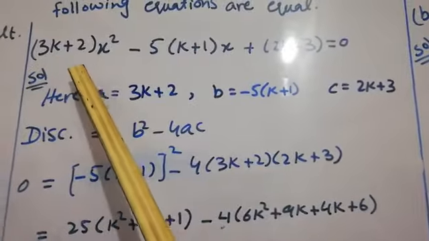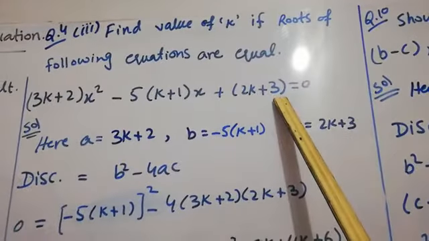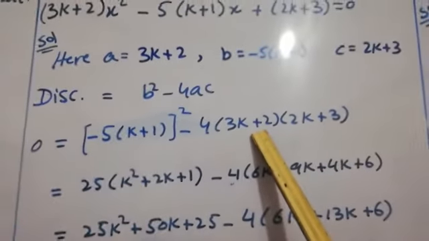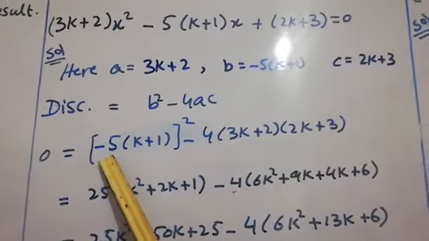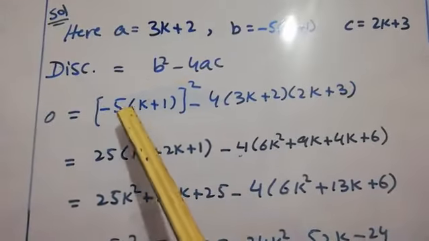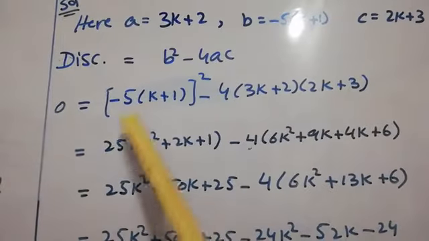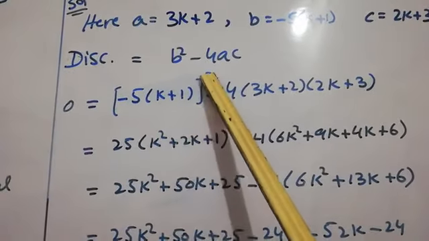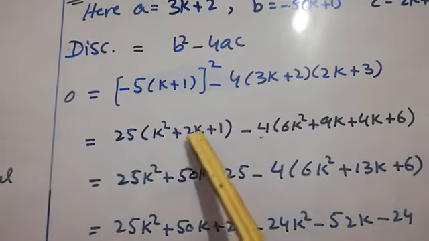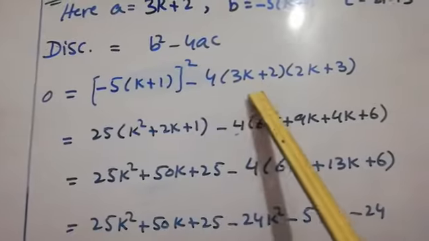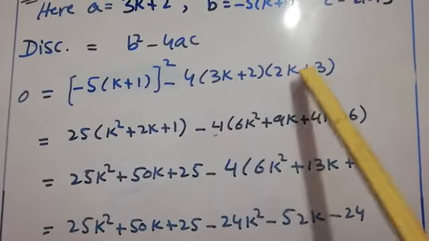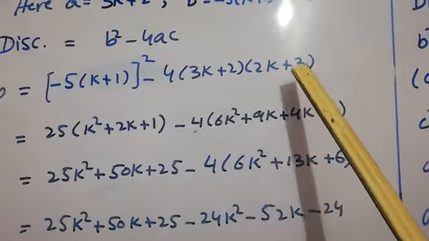Here we will get the values of a, b and c, and then put all the values of a, b and c in our discriminant formula. The negative number will become positive in the case of the square, and the square of 5 is 25, and this is the formula (k + 1) whole square. It will become k² + 2k + 1, which is a² + 2ab + b². Minus 4, we will multiply 3k into 2k: 3 twos are 6k², 3 threes are 9k, 2 twos are 4k, 2 threes are 6.